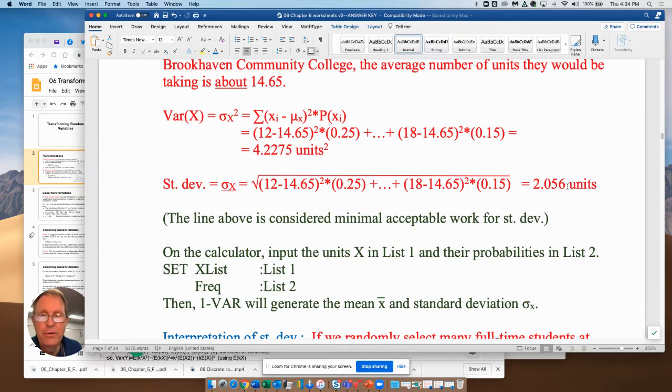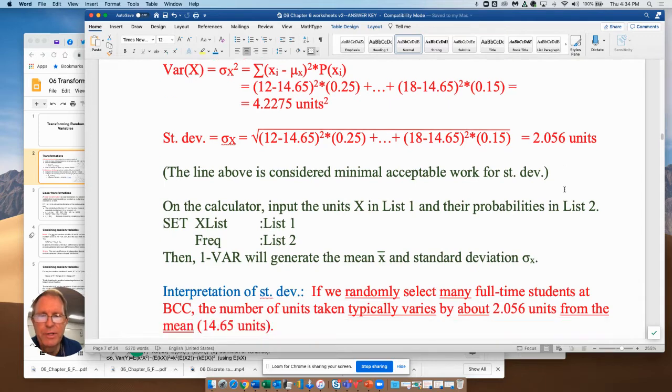Okay, I want to interpret this first, and then I'm going to go back and show you how to do this on the calculator. Interpretation: if we randomly select many full-time students at Brookhaven Community College, the number of units taken typically varies by about 2.056 from the mean of 14.65.